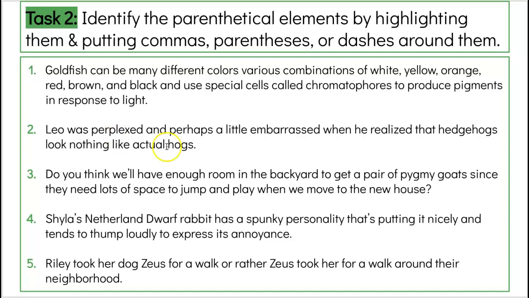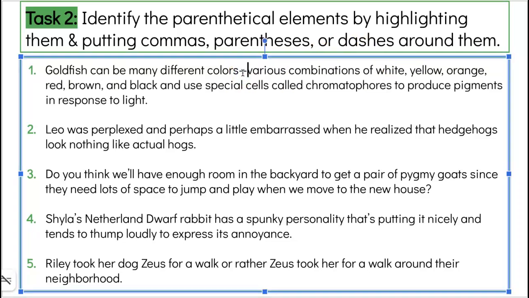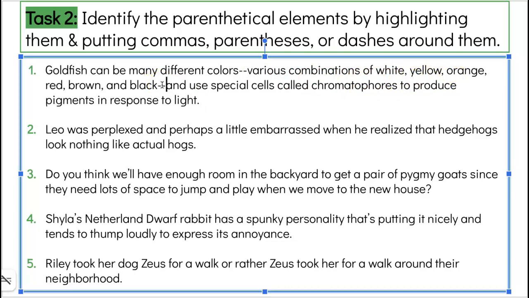Now I'm also going to say I see a lot of commas in here. So I might use a different punctuation mark. Even if I thought it was a comma, I might use parentheses or dashes this time. So let's see. Goldfish can be many different colors. I'm going to use a dash. Various combinations of white, yellow, orange, red, brown, and black. And use special cells called chromatophores to produce pigments in response to light.